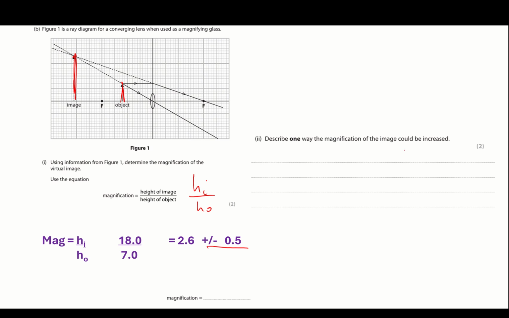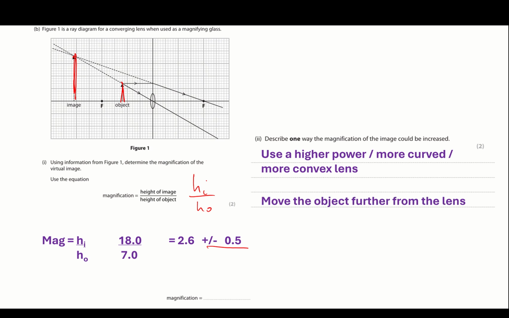Describe one way the magnification could be increased. So one of the ways is we could move the lens further away, or the other ones that are easier to do. So rather than talking about changing the distances, we can talk about the power of the lens. So just make that convex lens more curved or more convex. So use a higher power, more curved or more convex lens, or we could move the object further from the lens.